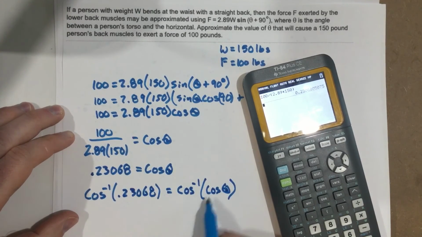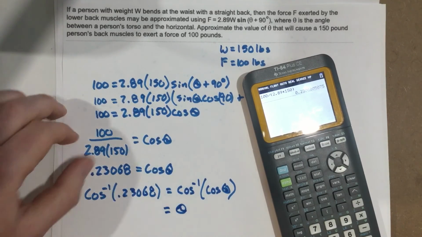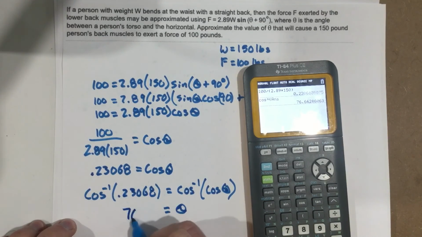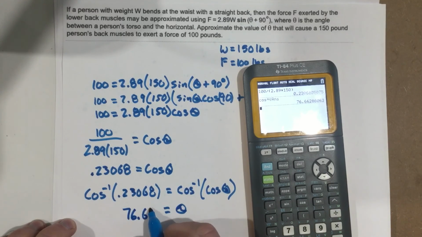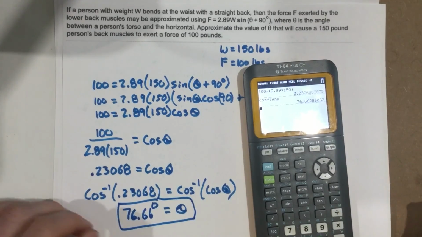Take the inverse of the right side, the cosine inverse and the cosine cancel, you're left with theta equals whatever this answer is. Well, let's type in cosine inverse of that. So we do second cosine inverse, second answer. Tells us that our angle is 76.6, and I don't know what they'll have you round to, but we'll go 76.66 degrees. Obviously, just round it to whatever decimal place that they tell you in the problem.